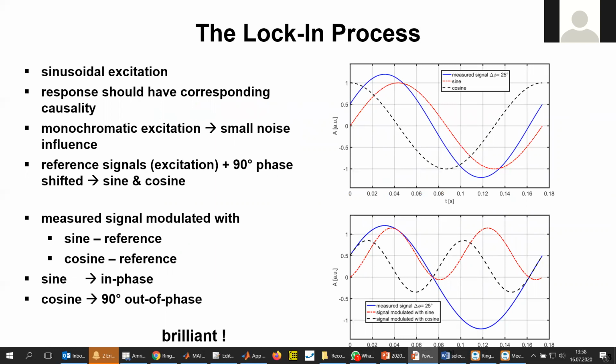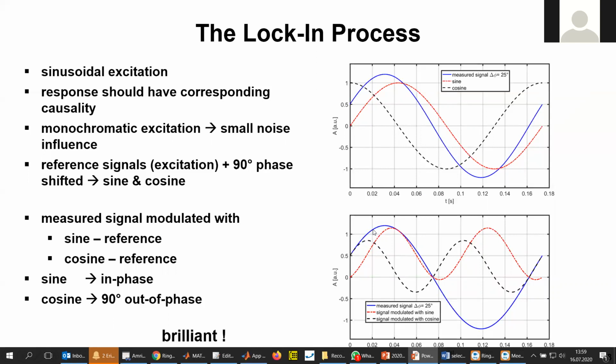Let's now have a slightly closer look into the signals. Let's assume our blue signal here is our measured signal, and the red curve is a sine wave which is in phase with our excitation, which means it's 0 at the beginning and then continuously moves on. And we have the black curve here, which is the cosine to our excitation, which means it's shifted by 90 degrees to the sine. If we now modulate our measured signal, our blue signal, with the sine and the cosine, we obtain the curves down here in that graph.